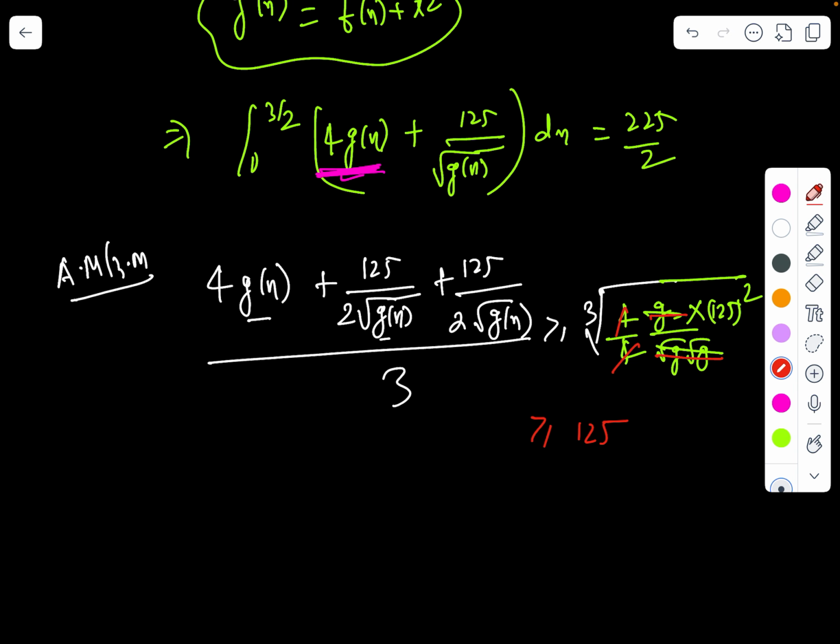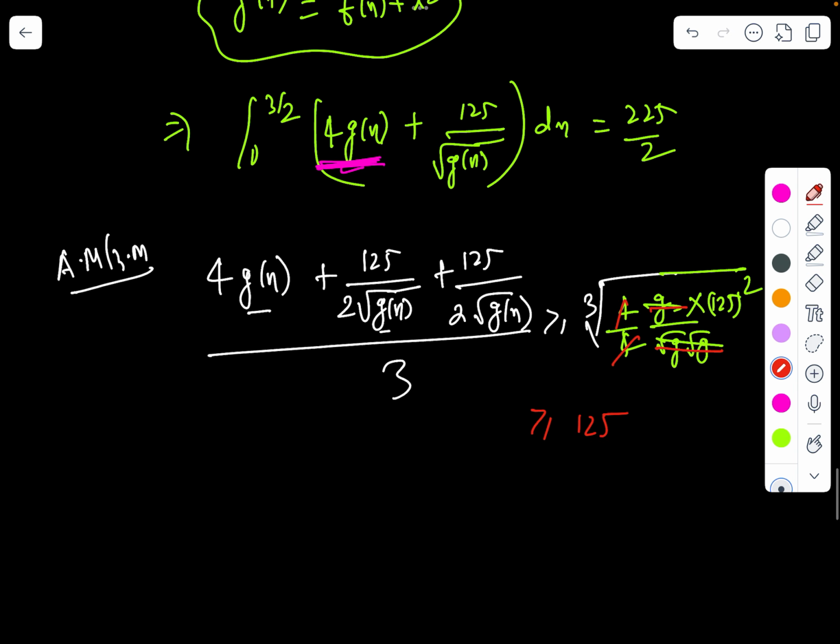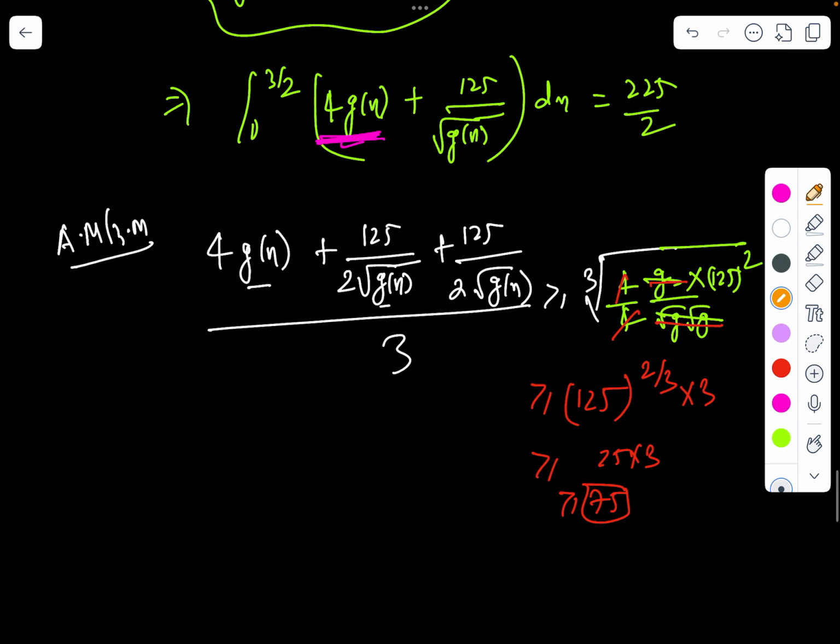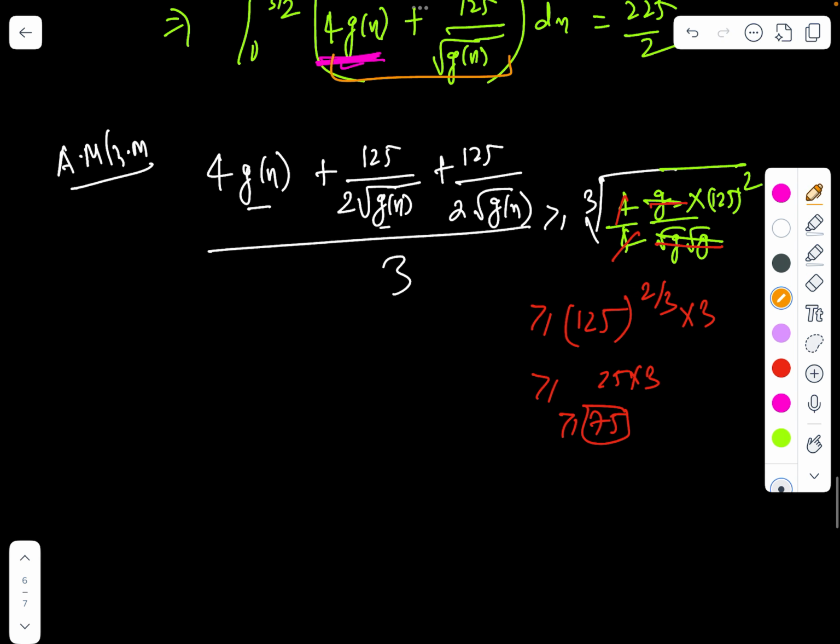So this quantity y³ will be the cube root of 125, whole squared. So it's 125^(2/3) times 3. And what is this? It's 5², which is 25, into 3, which is 75. And that's really good. So this stuff I know now.